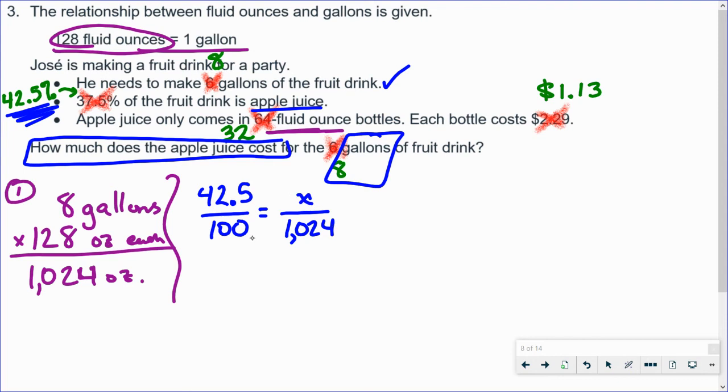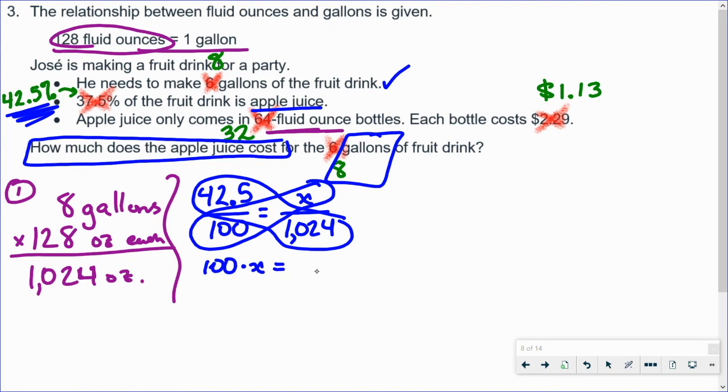And now I don't know exactly what number will go into this, so let's go ahead into our cross product, shall we? So 100 times X is going to be equivalent to 42.5 times 1,024. Takes us a little back to 7th grade. 42.5 times 1,024 is 43,520.